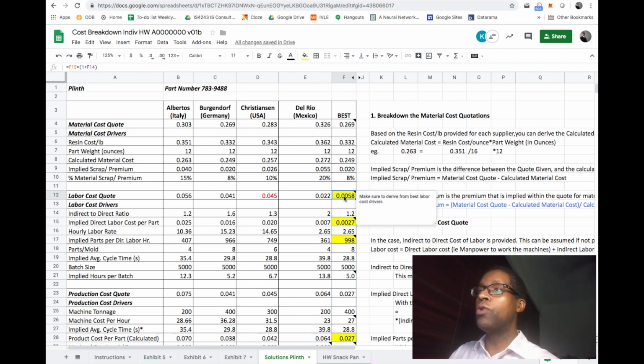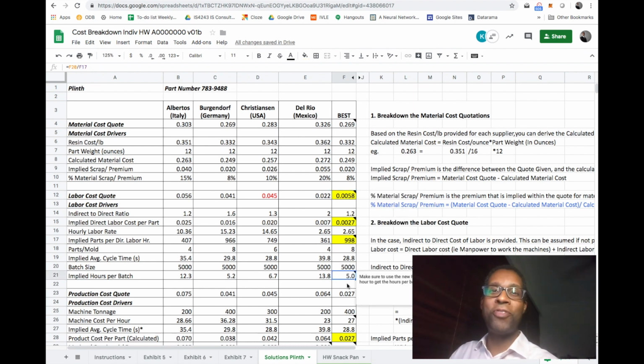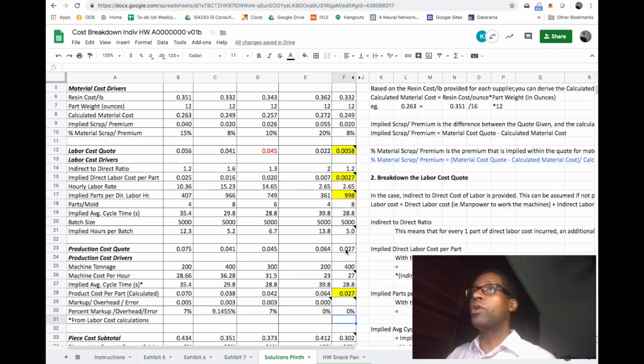Now we go down to our, and also of course we have the fastest batch speed as well. So that also provides us with some additional agility in the supply chain. The production cost quote, where do we get that from? We now are looking again at the average, the product cost per part, which is going to be our best, and then there's no markup.